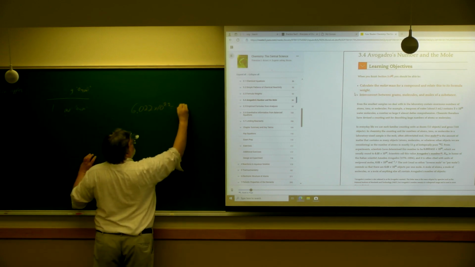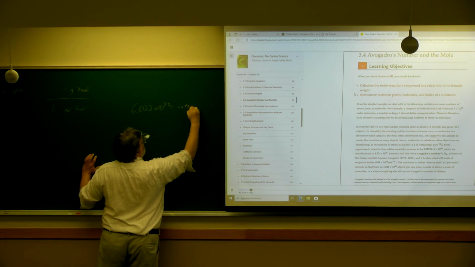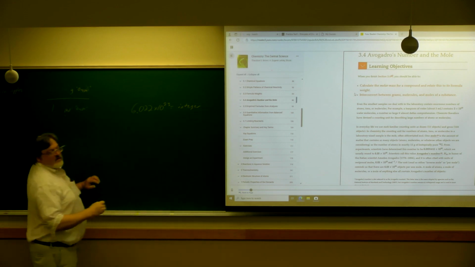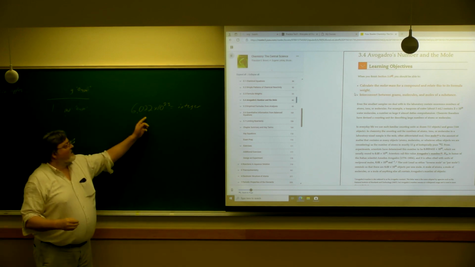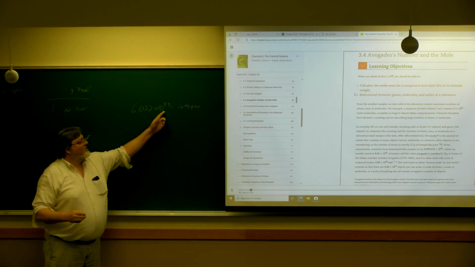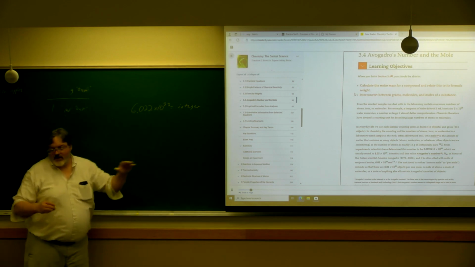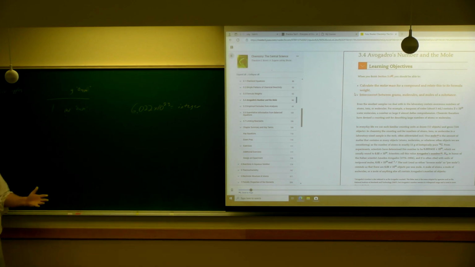And this is an integer. Don't get fooled by the dot this and that. It's not fractional. Once you multiply this by 10 to the 23, it's just a huge number, but it's an integer just like 12.